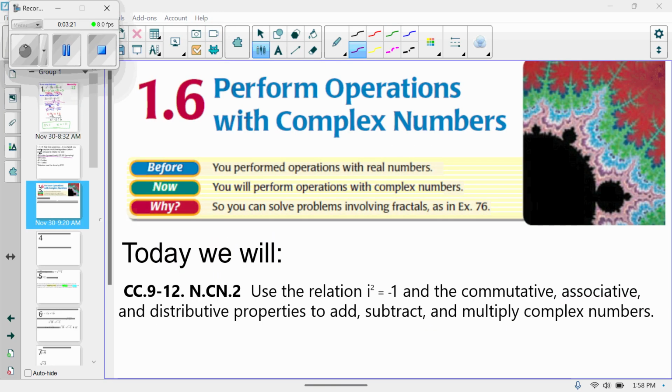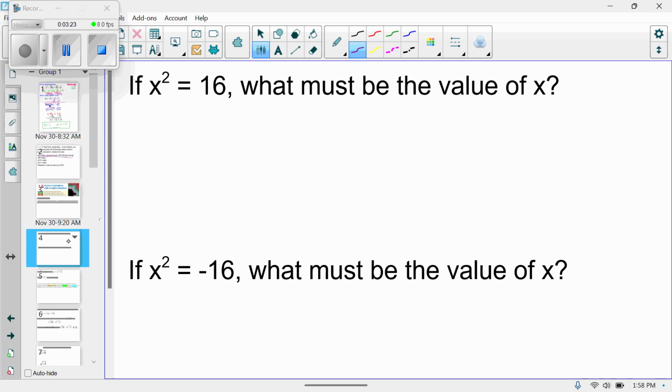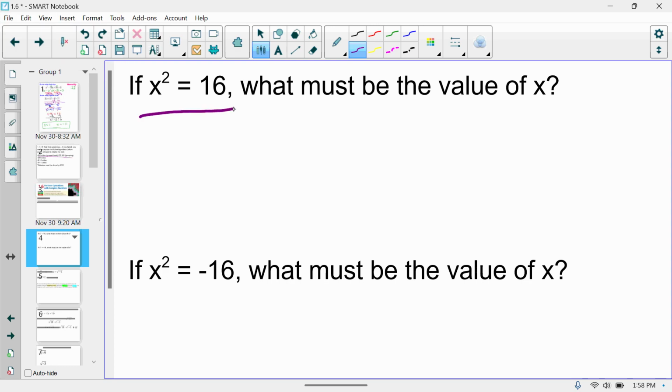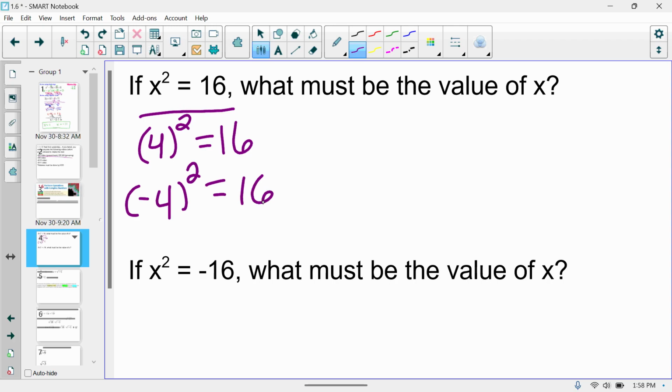Today we're going to be talking about complex numbers, so I have a question to ask you first. If I said to you x squared equals 16, what would have to be the value of x? What number can you square and get 16? Brenna? 4 works. Yep. Emerson, were you going to say the same thing or something different? Right. It could also be negative 4, right? Because negative 4 times negative 4 is also 16.